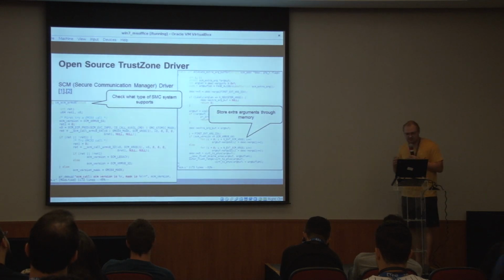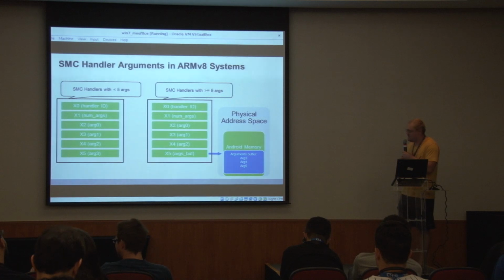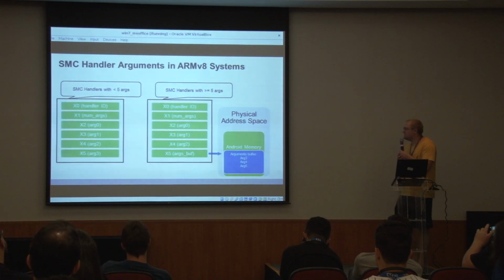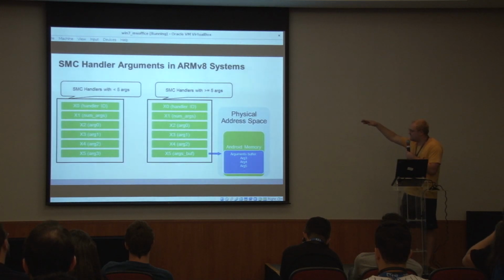There are two ways to do that. You may want to do reverse engineering and figure out how the arguments are passed, or you can just take a look at an open source implementation of the trust zone drivers, which is basically implementing this interface, and you will see how the arguments are passed in there. The calling convention works like this. If you have less than 5 arguments, they are passed through general purpose registers. If you have more than 5 arguments, they are passed through general purpose registers and a buffer.